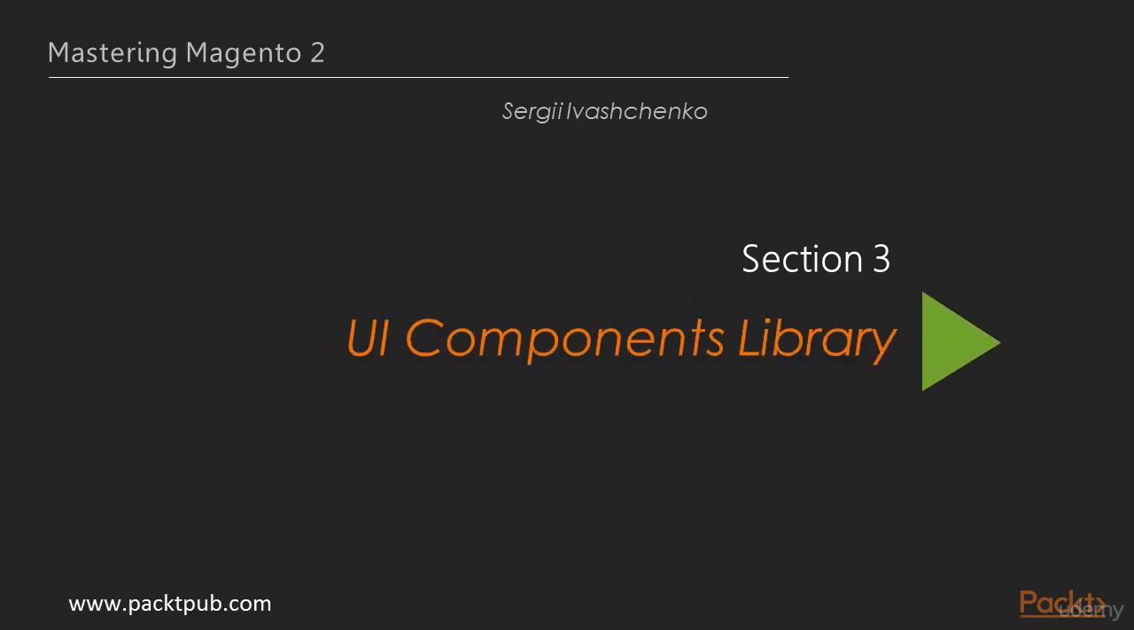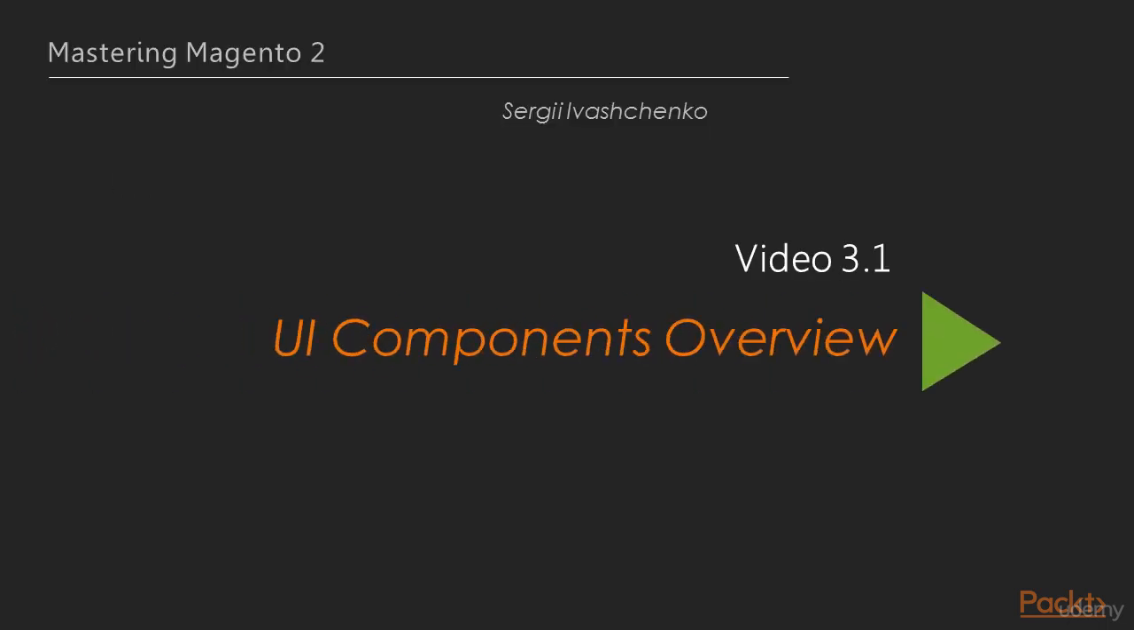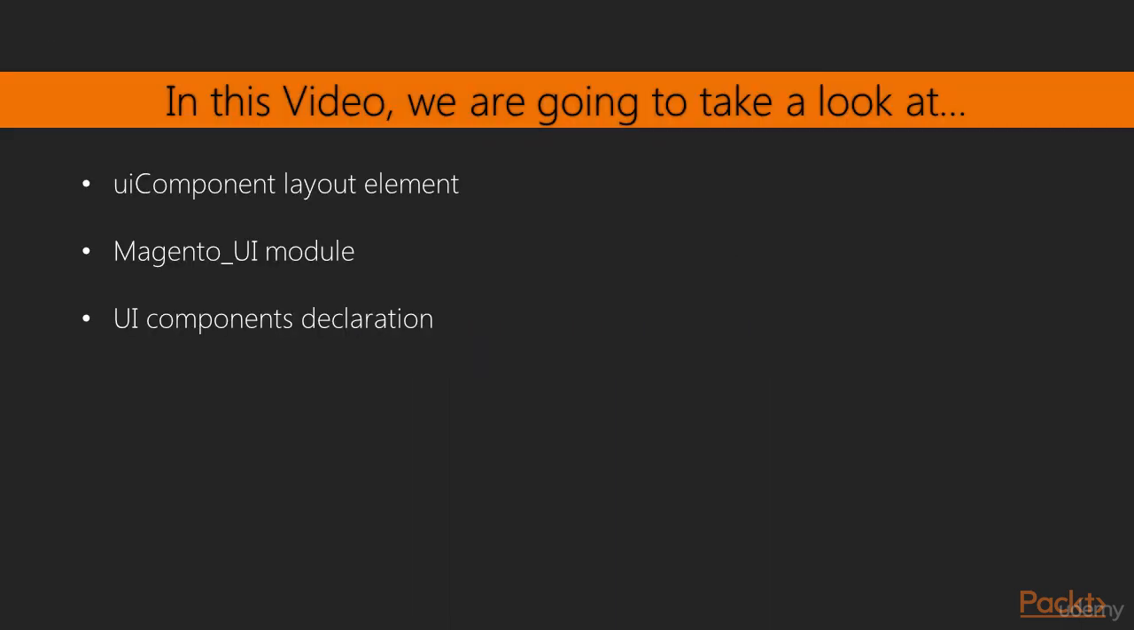This section is called UI Components Library. In this section we are going to take a look at UI components in general, admin panel grids, admin panel forms, and checkout. This video is called UI Components Overview, and here we are going to take a look at UI Component Layout Element, Magento UI Model, and UI Components Declaration.